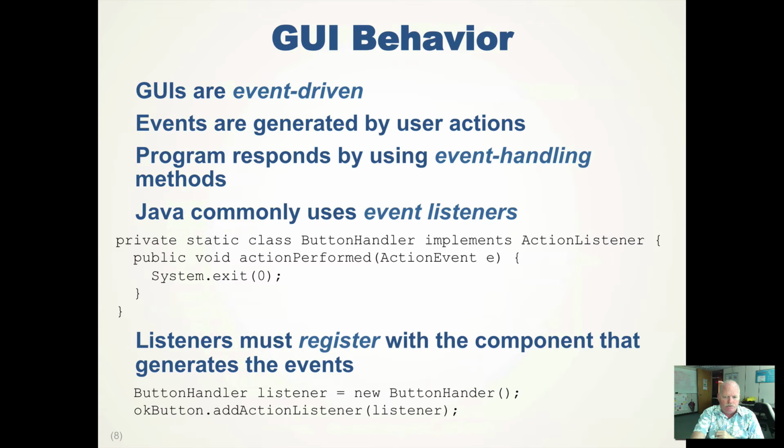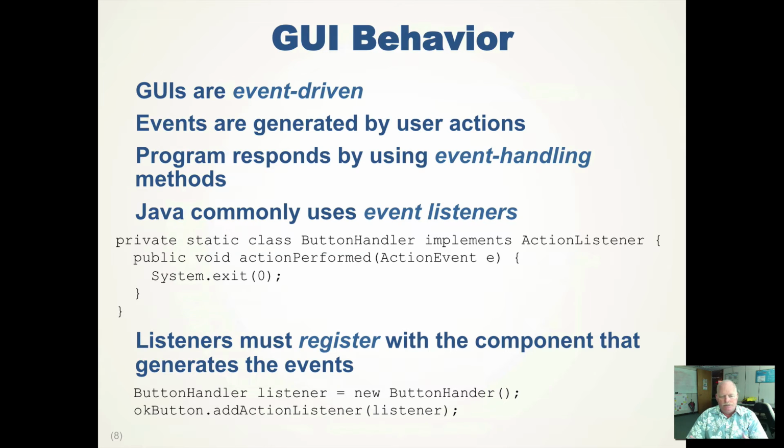Now, if you just do this, you're not saying which event source you want to listen to, so listeners must register with the component that generates the event. In the example, we have an OK button. We create our button handler by instantiating a new instance of that class, and then we call the addActionListener method on the button. That's telling the button that when your event is generated, tell the listener about it, so call the listener's actionPerformed method with the event.